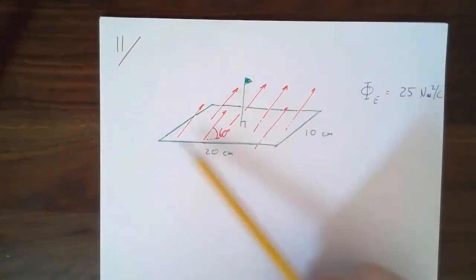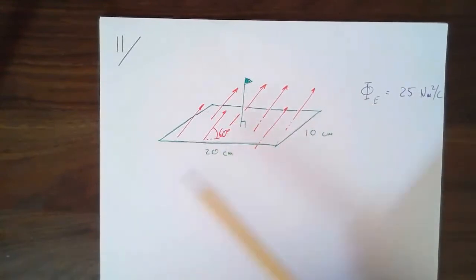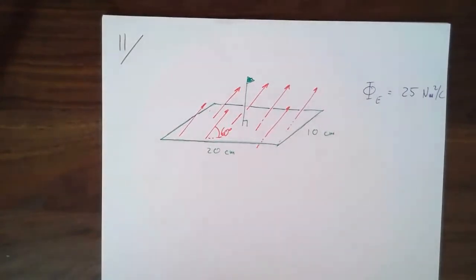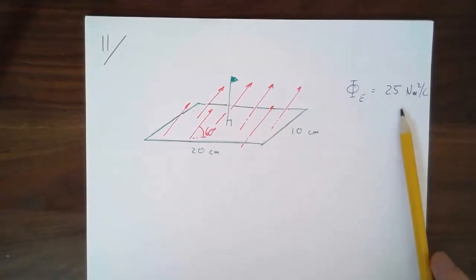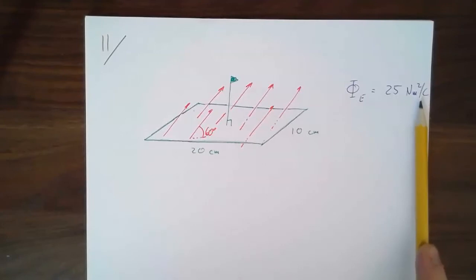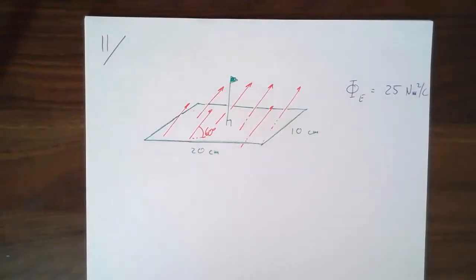sheet, or you have a flat sheet, and through that sheet there's an electric field. It's represented by those red arrows. And we're told what the total flux is. The total flux is 25 Newton meter squared per coulomb. Right, so newtons per coulomb, that is electric field. Meter squared is area. So you've got electric field times area. That is indeed what flux is.